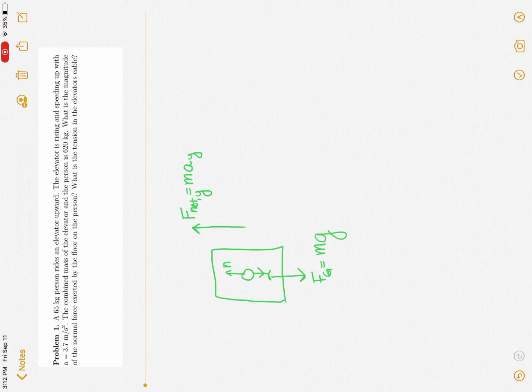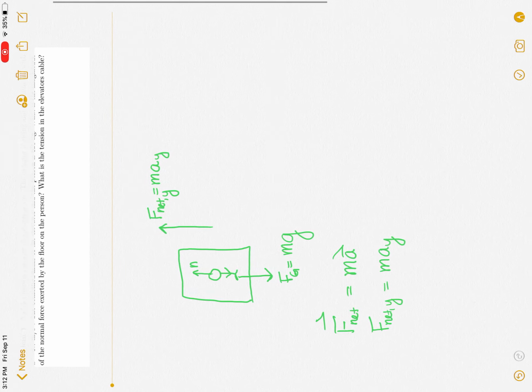So we can think about the normal force in terms of our weight. If we were to step on a scale right now, the scale is actually measuring our normal force. It is essentially the amount of force that the scale has to exert on us in order to keep us from accelerating. We're trying to figure out how much this person weighs when the elevator is accelerating upwards. So here F net is equal to ma, and we're going to say that F net y is equal to ma_y.